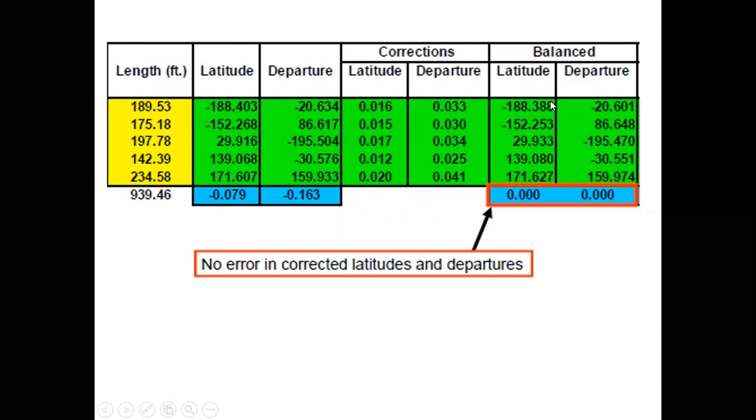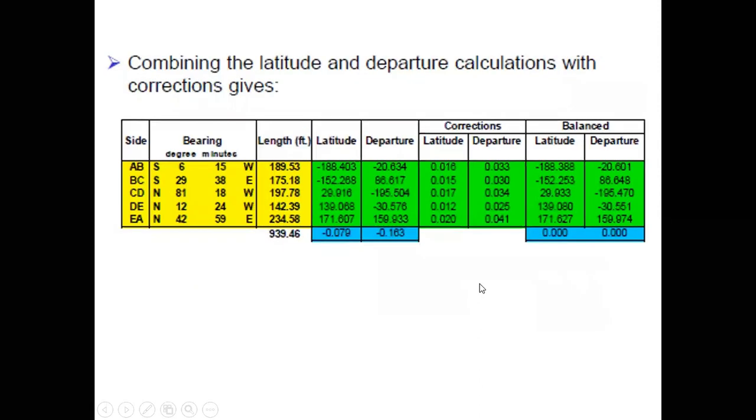As a check, we need to add the balanced latitude and departure values. The values here should be exactly zero or almost zero. We can conclude that there are no errors in the corrected latitude and departures. Combining the latitude and departure relation with the corrections gives us this table.